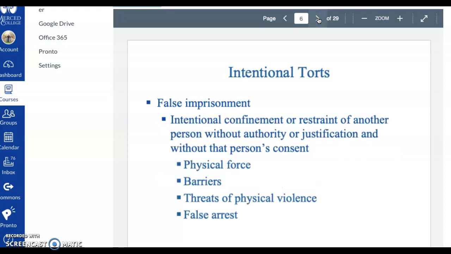False imprisonment is another intentional tort. It's the intentional confinement or restraint of another person without the authority or justification to do so. This could be physical barriers, force, threats of violence, or even a false arrest.